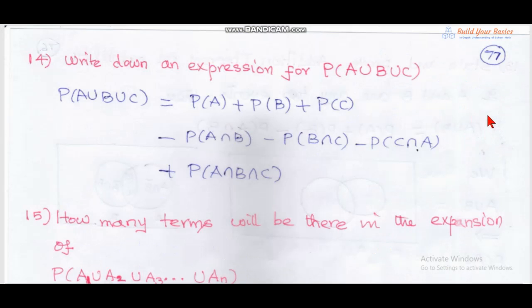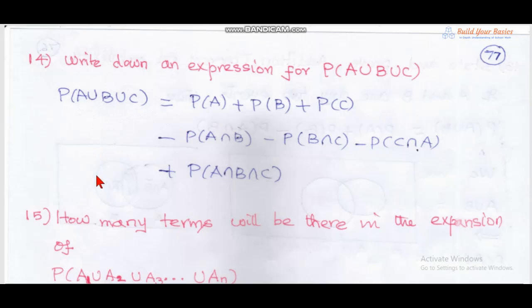Question number 14. Write down an expression for probability of A union B union C. Probability of A union B union C equal to probability of A plus probability of B plus probability of C minus probability of A intersection B minus probability of B intersection C minus probability of C intersection A plus probability of A intersection B intersection C. This is the expression for probability of A union B union C. This is actually the addition theorem on probability for 3 events.